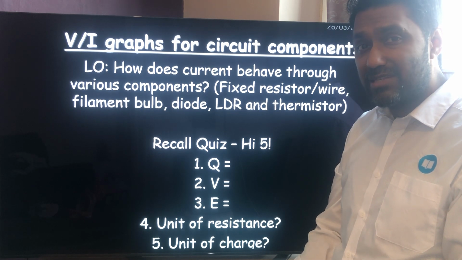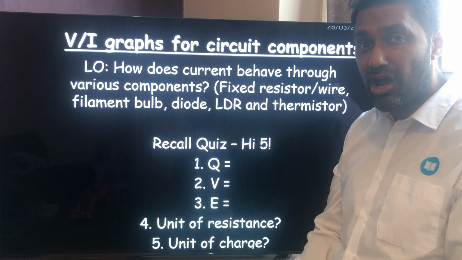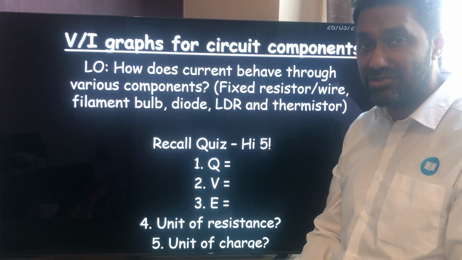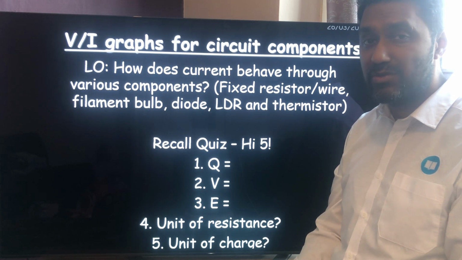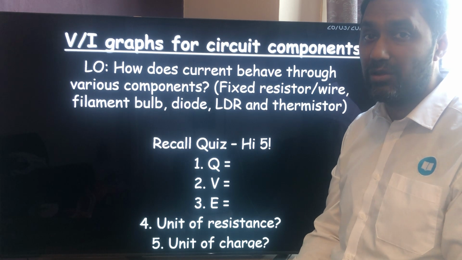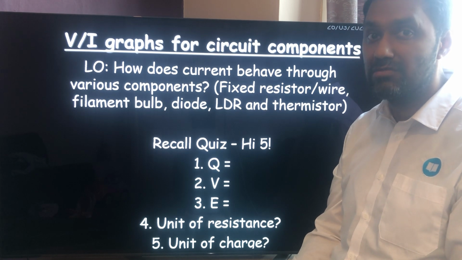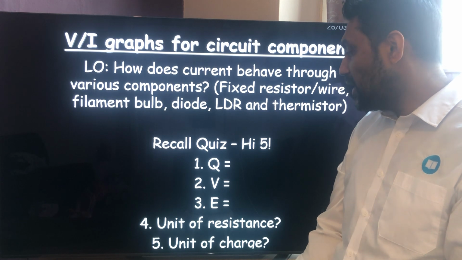What's the current measured in? It's measured in amps. And time must be converted into seconds. So if you get any exam questions, the time must be converted into seconds. If it's 1 minute, it will be 60 seconds, 2 minutes, 120 seconds, and so on.